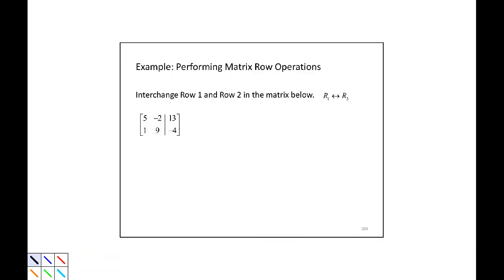Example, performing matrix row operations. We have a matrix with first row 1, 5, -2, 13, and the second row is 1, 9, -4. We want to interchange row 1 and row 2 in this matrix, notated as R sub 1 double-ended arrow R sub 2. Well, for our matrix, we switch the first row and the second row. So our first row would, instead of 5, -2, 13, be 1, 9, -4.